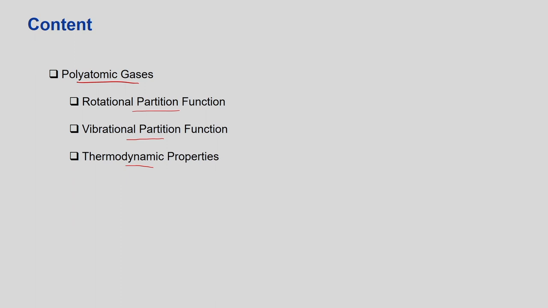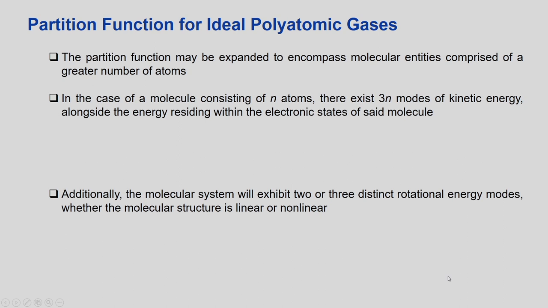So we have been talking about the rotational and vibrational states. We will also see examples. What do they mean by the rotational state and the vibrational state? The partition function, initially it was for diatomic, now it is polyatomic. So it may be expanded to encompass molecular entities comprised of a greater number of atoms. When I talk about a greater number of atoms, it is greater than 2.